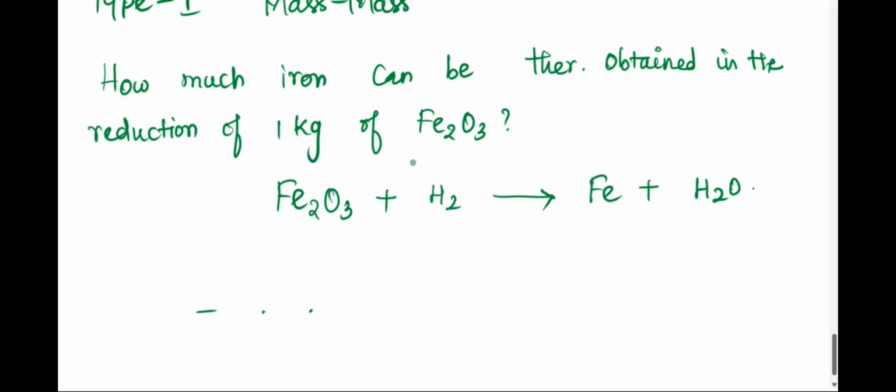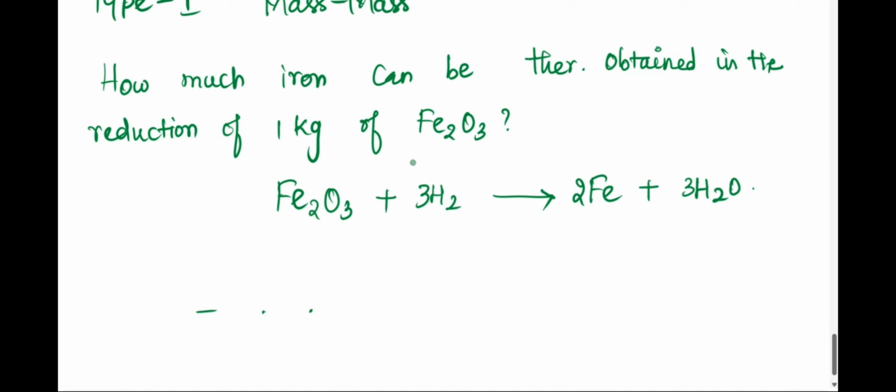How to balance this reaction? Once again, if you want the short trick or how to do the redox reaction balancing very easily, let me know. We'll do that in a separate video. Okay, so Fe2O3 plus 3H2 gives 2Fe plus 3H2O. Now it is completely balanced.